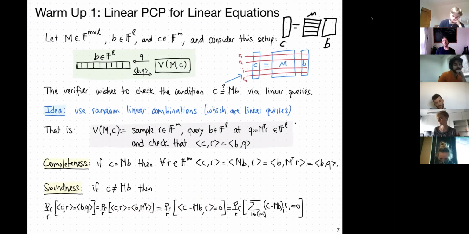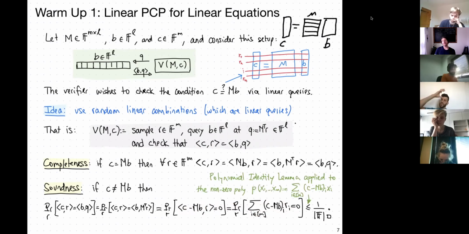But now notice what happened. We can explicitly write the inner product, right? It's like a sum over i of this term times this term. Now we are getting here a polynomial, right? This is a polynomial.